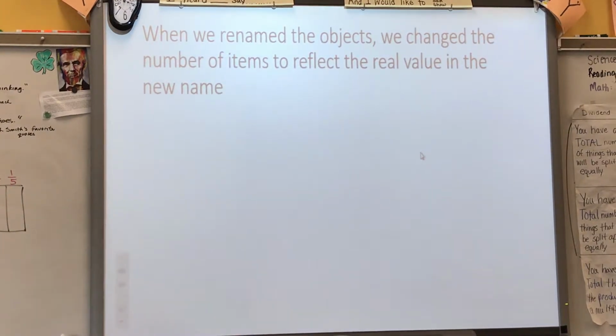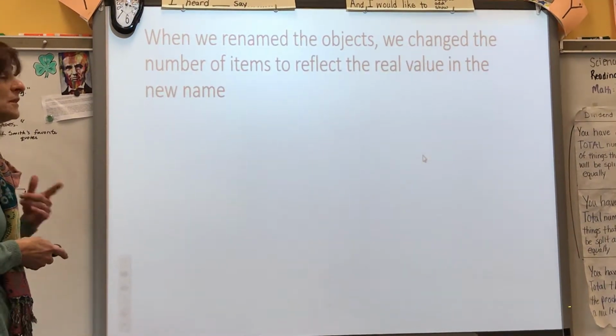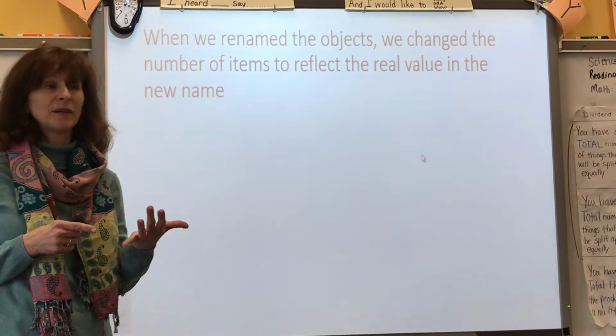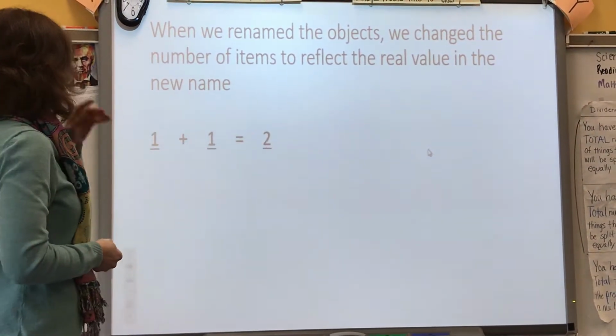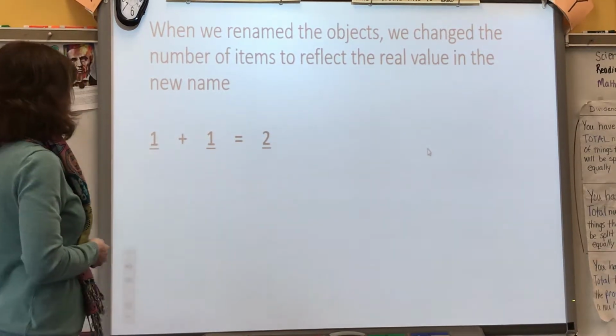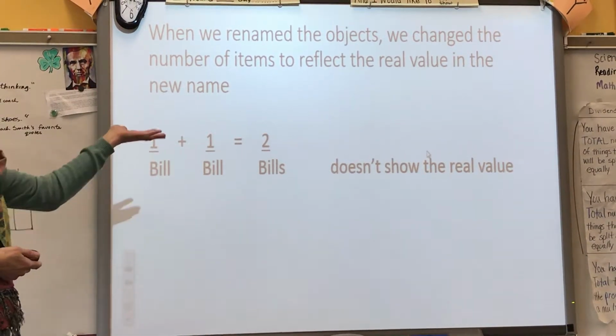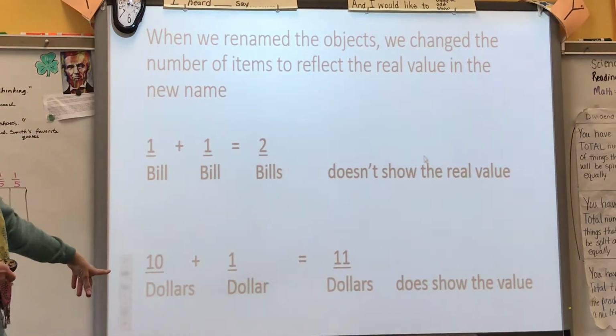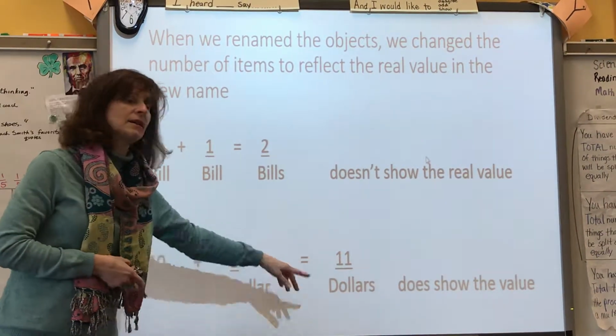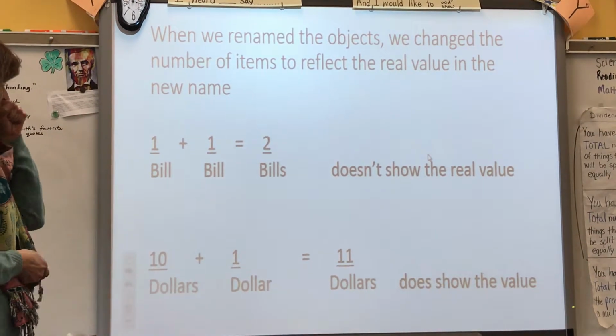So when we renamed the objects, we changed the number of items to reflect the real value in the new name. The $10 bill is actually $10 instead of 1 bill. Okay, so while 1 plus 1 is 2, and 1 bill plus 1 bill is 2 bills, it doesn't show the value like the word dollars would, because $10 plus $1 is now $11.